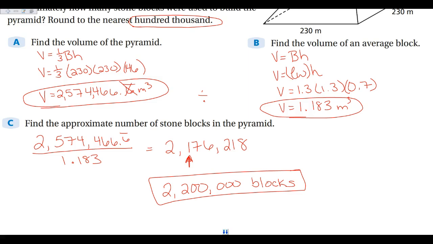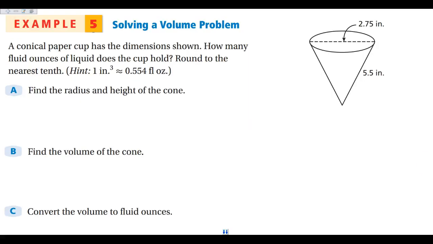All right, we're going to do one more example here, which is going to talk about looking at fluid ounces. So we have a conical cup, has the dimensions shown, and we want to know how many fluid ounces does it hold. So the first thing that we're going to do is find the volume of our cone. Then we're going to convert it to fluid ounces because it tells us that for 1 cubic inch, it is 0.554 fluid ounces. So the first thing that we need is the radius and the height of my cone.